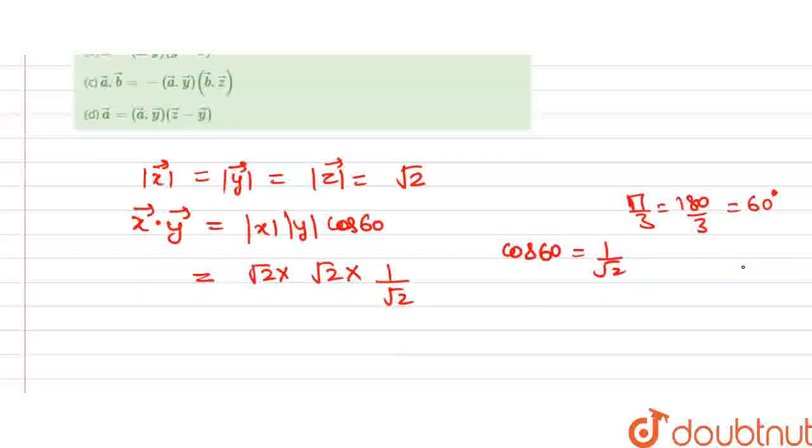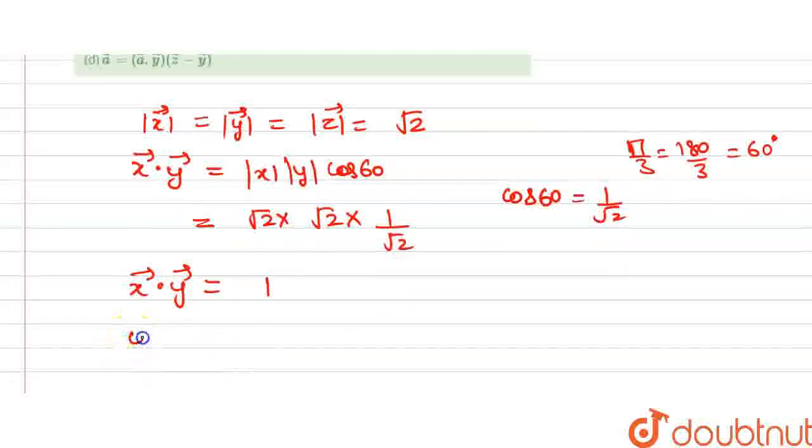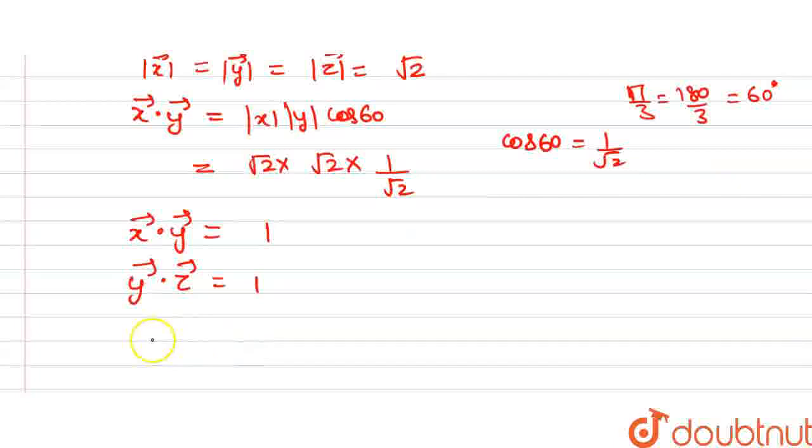So we can write here under root 2 into under root 2, and we know that cos 60 is 1 by 2. So from here we get x vector dot y vector is equal to 1. Similarly, we can write for y vector dot z vector, this is also equal to 1, and z vector dot x vector, this is also equal to 1.